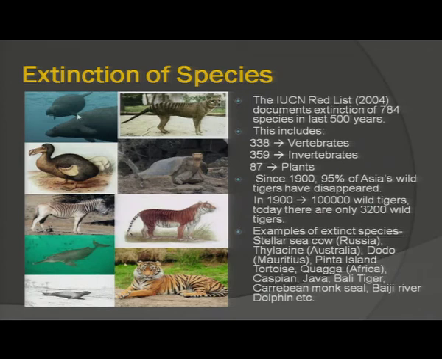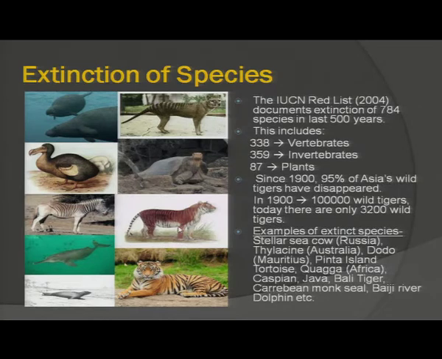For example, this one you see is the Steller sea cow which was found in Russia. This is the thylacine which was found in Australia, but it has got extinct. Similarly, the bird dodo which was found in Mauritius has also become extinct. This is the Pinta Island tortoise, a subspecies of the Galapagos giant tortoises. It has also become extinct. The next one you can see is a zebra-like animal known as the quagga. It was found in Africa, but it is no more found because it is totally extinct from our earth.